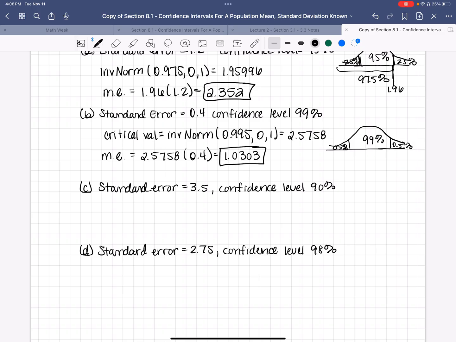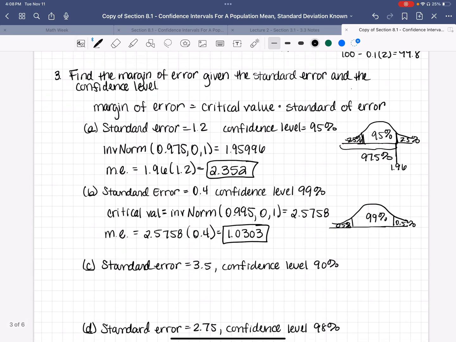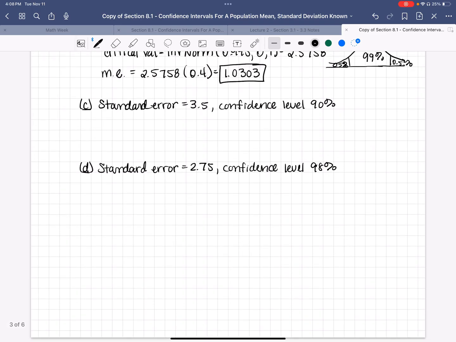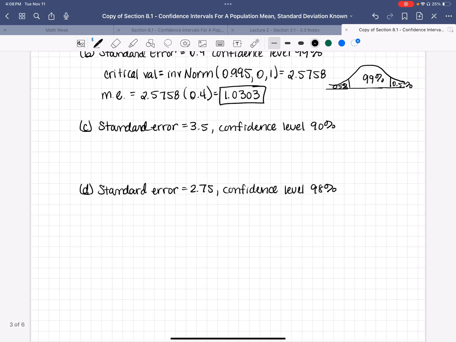Okay, guys, things are going to work pretty much the same on C and D there. I'll go ahead and work C and D so we can practice a little bit and you can practice with me. So I've got a standard error of 3.5. I've got a confidence level of 90%. So I need to find that critical value. I know that'll be an inverse norm. Just got to figure out of what. And I have confidence level of 90%.